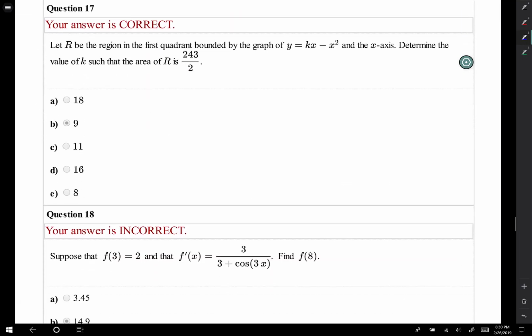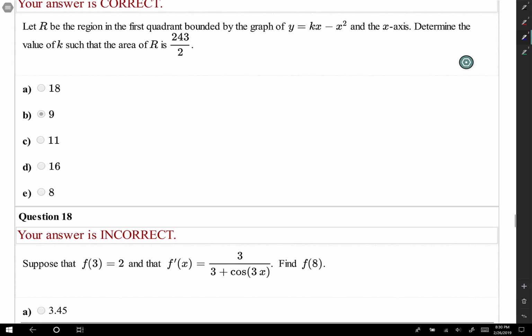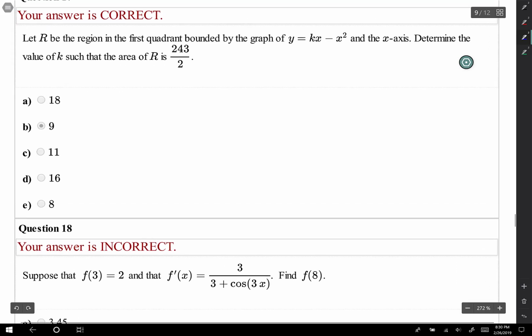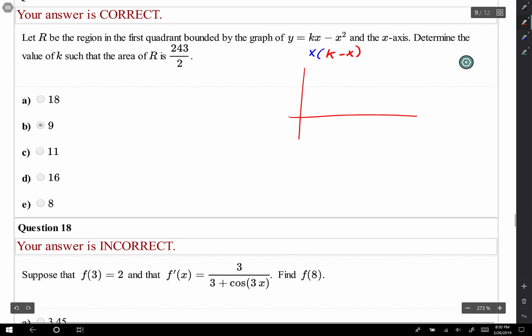Ooh, I like this one. This is one of my favorite ones. Let R be the region in the first quadrant bounded by the graph y equals kx minus x squared and the x-axis. Determine the value of k such that the area of R is 243 over 2. All right, so this is a parabola, and if you factor out an x, you can see that you cross the x-axis at k and at 0. So it looks something like that, 0, k. And I want this area here to be 243 over 2.